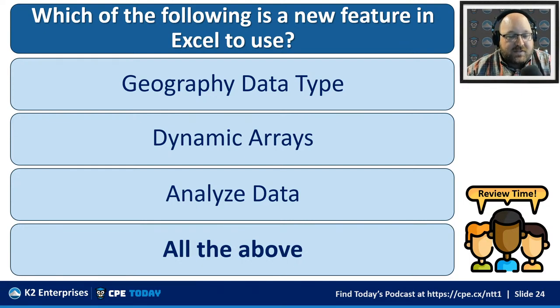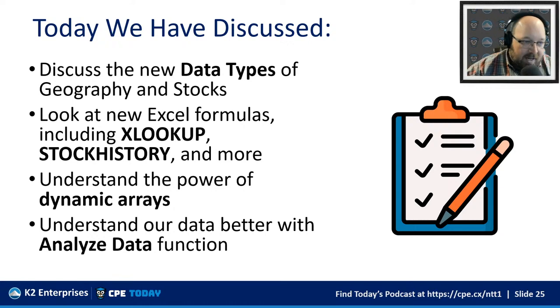In the first section of our course today, we talked about the data types of geography and stocks. We took a look at some of the new Excel formulas, including XLOOKUP and stock history. We looked at unique, sort and filter of the dynamic arrays. And we also took a brief look at Analyze Data, some of the really compelling ways that we can ask questions to our data if we're not super familiar with how it works.